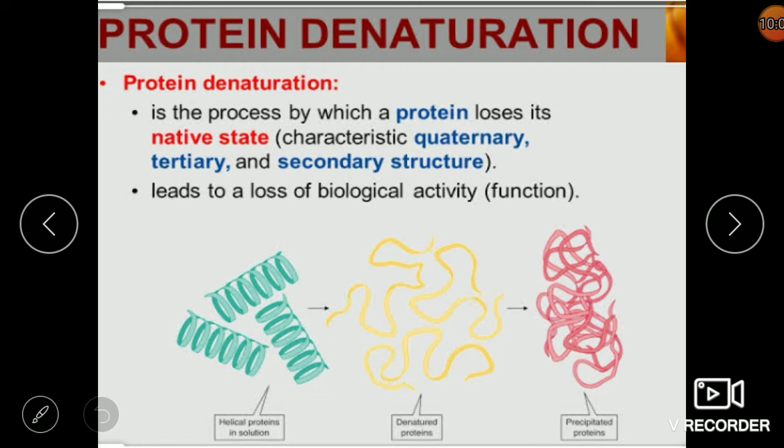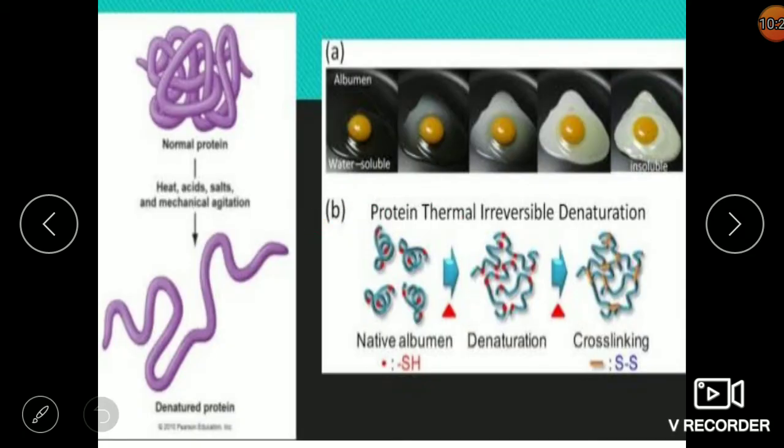You have to remember this. Now, protein denaturation leads to the loss of biological activity. The biological function of the protein also changes in the denaturation process. Okay. You see, this is the native structure of protein.